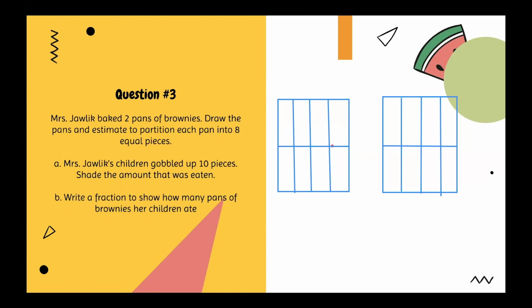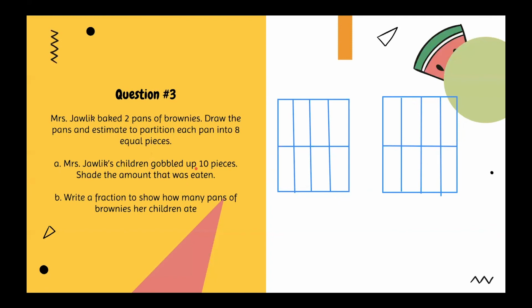Yours could look different, and that's completely fine. It doesn't mean that it's wrong. Just make sure you have those 8 equal pieces in that shape that you made. If it was a circle, or if you only did horizontal or vertical lines in your pan, we just need 8 equal pieces, okay?